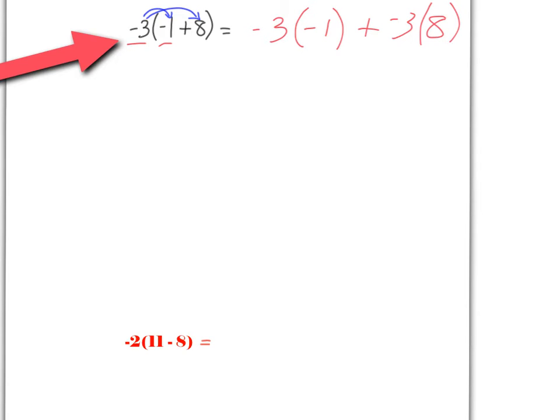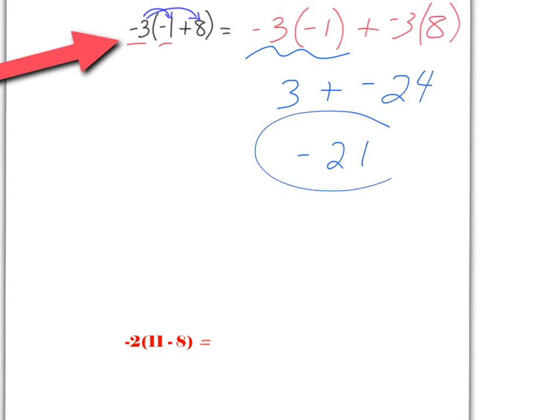If, however, I want you to simplify, you're actually going to multiply. So the thing we're going to do next, we're going to just follow our order of operations. We're going to do negative 3 times negative 1 is 3, plus negative 3 times 8 is negative 24, and then we're going to add those two together to get our lovely answer of negative 21.